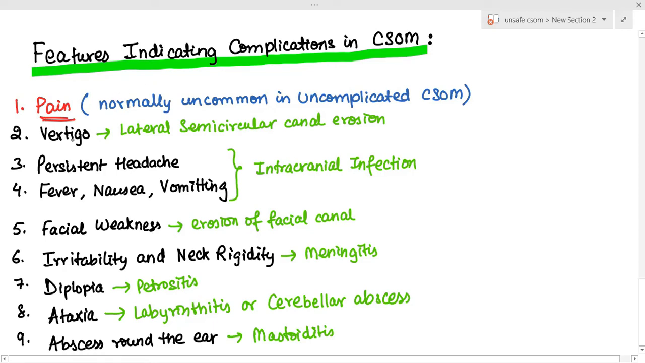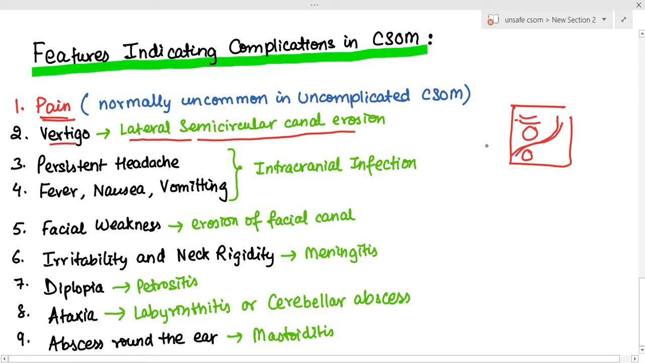Okay, and systemically, if there is vertigo, you can think that there is lateral semicircular canal erosion, and it may be due to a complication of the cholesteatoma. If you look at the middle ear wall like that, you can see the lateral semicircular canal here, the oval window, the round window, and the facial nerve coming through like that. So if the cholesteatoma has eroded the lateral semicircular canal, it will enter into the labyrinth and lead to vertigo.